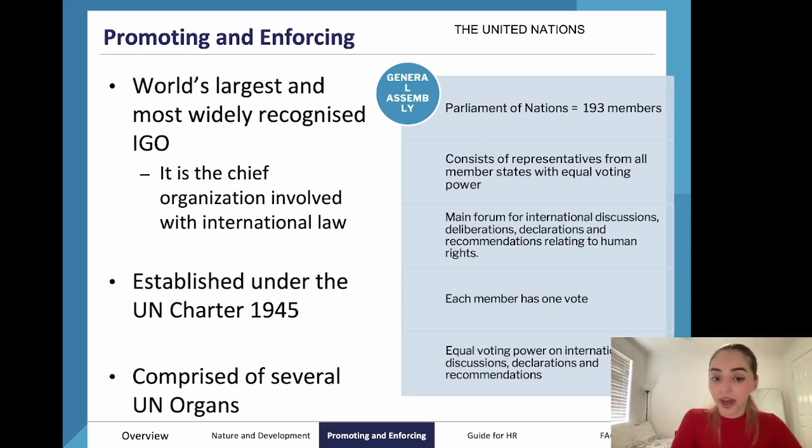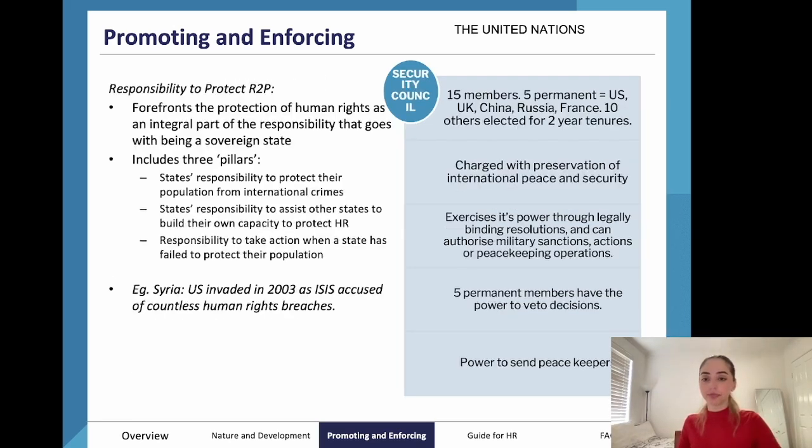The good of that is that there's equal voting power. So that means that often marginalized states, or states that aren't as powerful or dominant as others, aren't kind of quieted by more powerful and dominant states, okay?